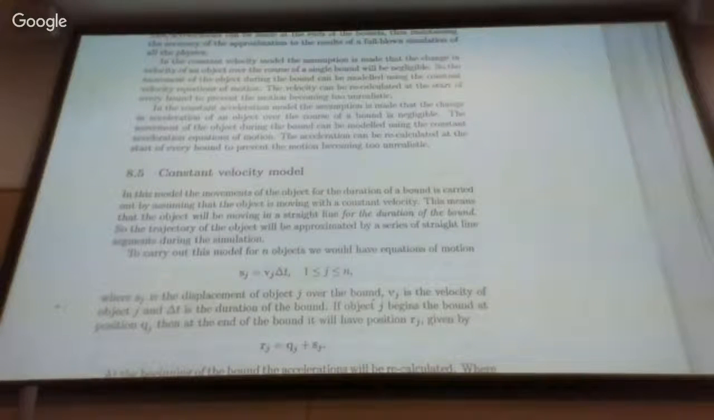Now we do update the velocity at the end of the bound. So for the next frame of the animation, we will update the velocity using whatever acceleration is at work on the object. But for the course of the bound, figuring out the position of the object, we're going to assume that the velocity was constant over the course of that bound.